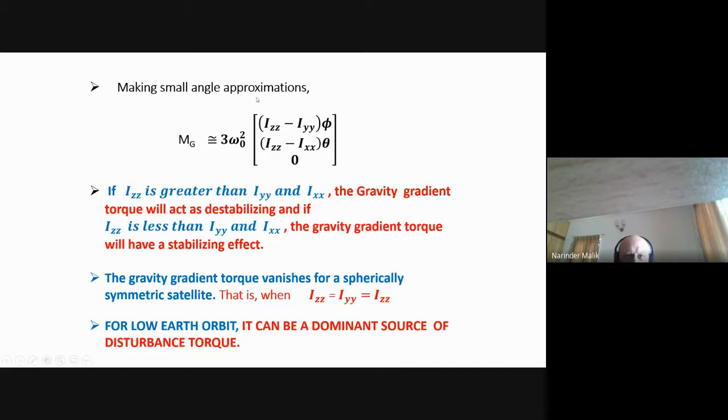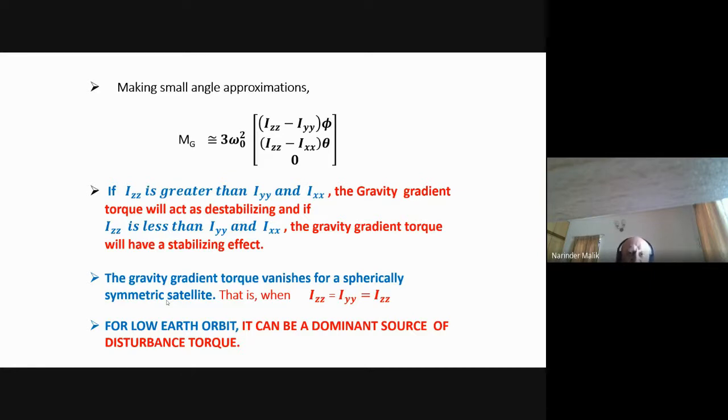So what I'm saying is, depending on the initial properties, this torque can be stabilizing or destabilizing. The gravity gradient torque vanishes for a spherically symmetrical satellite. That is, when the object is symmetrical, all the inertia about all three axes are common. About any axis in the spacecraft, inertia is the same. In that case, gravity gradient torque does not exist, so no disturbance.